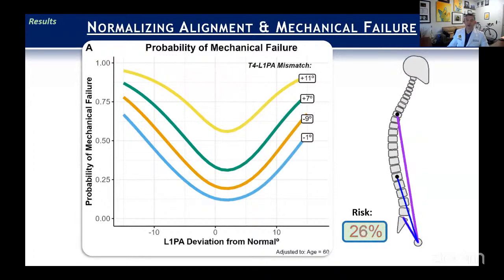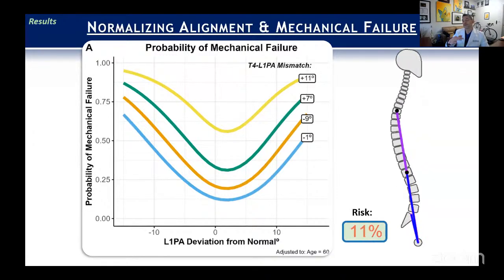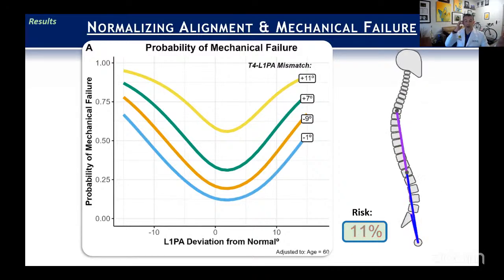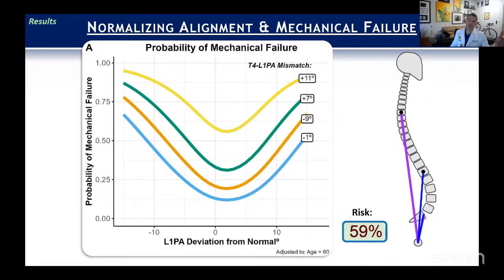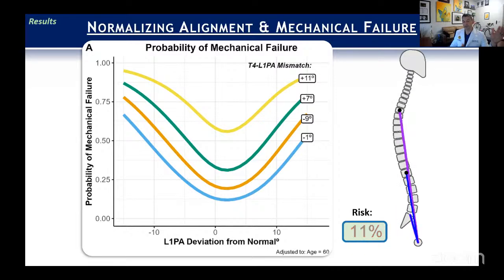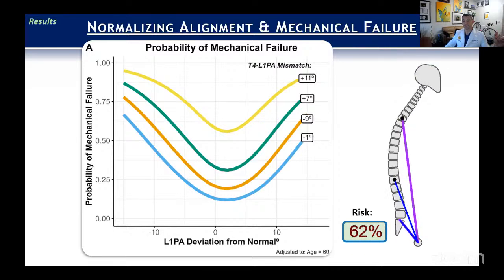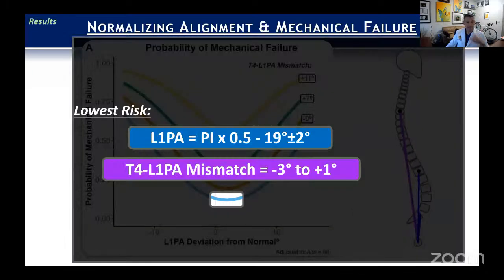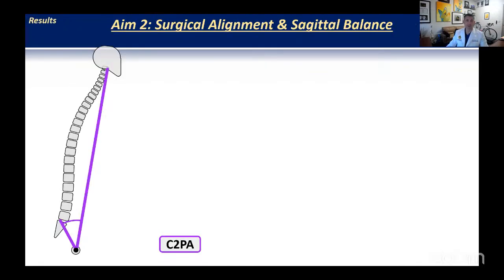Basically, when you're on target, your risk goes down to about 10%, meaning that there's other factors that come into play with the alignment. However, if your alignment is good, if your L1PA is at target and your T4 is equivalent to your L1, then that provides you with the lowest risk of having a mechanical failure. So really, really critical, where we've finally been able to quantify something a lot more specific to our patients. So again, about half of PI minus 20 is the main thing to take away. And then your mismatch should be about 0. Just 0 is kind of the easiest way to remember that.